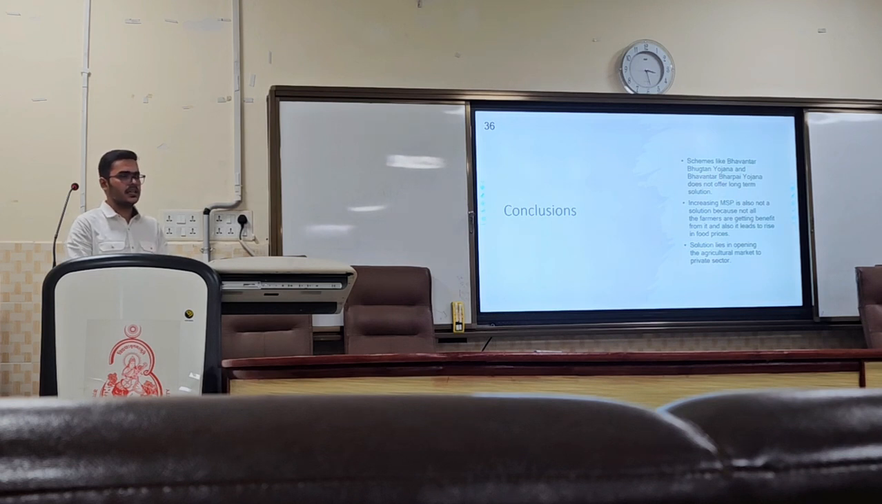85% of farmers are marginal. Even if the cost is changed from A2 plus FL to C2, the minimum difference it makes is 3,000 rupees. I have the calculation: if you divide it by 12, it is barely around 1,600 per month. The farmer's condition is not very good, so for them it is beneficial; they are getting more money. That is why the demand is there. But is it making any sense? Economically it does not make any sense.